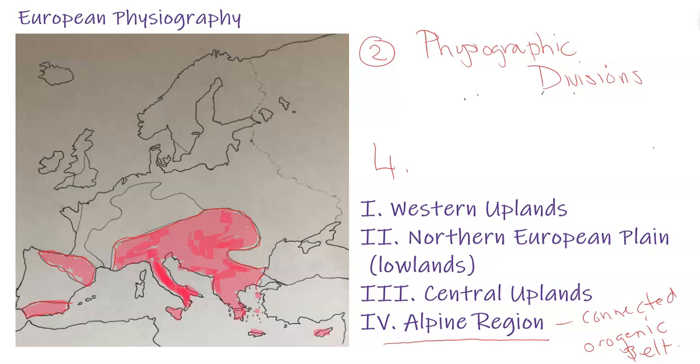You've got the Caucasus Mountains, which are over by Georgia, Azerbaijan, that area. So that is technically Europe, but not on this map. So it does extend a lot further east.